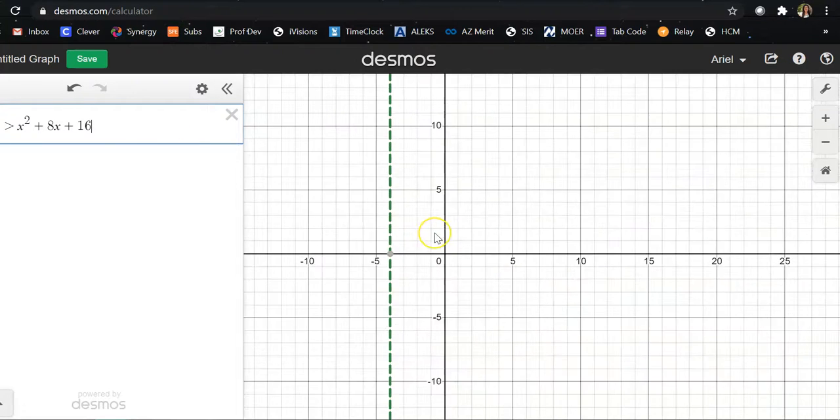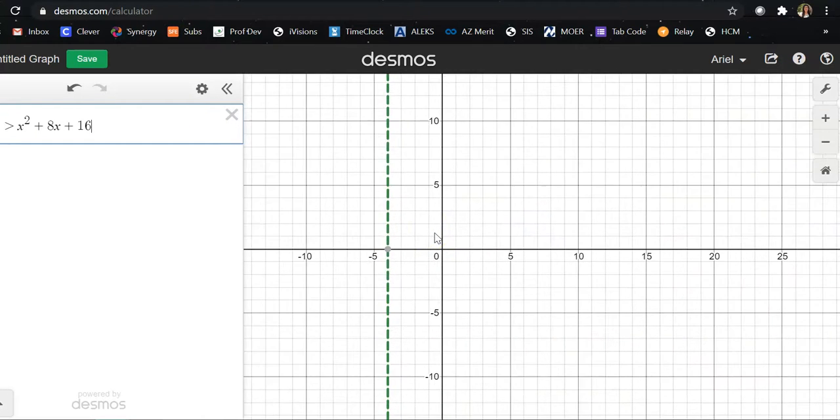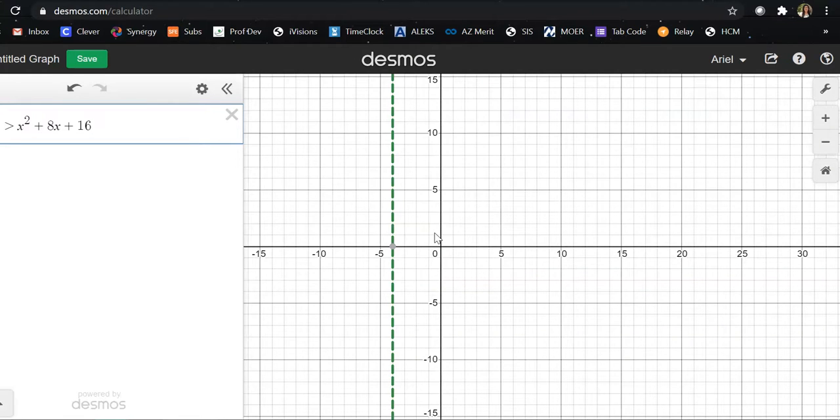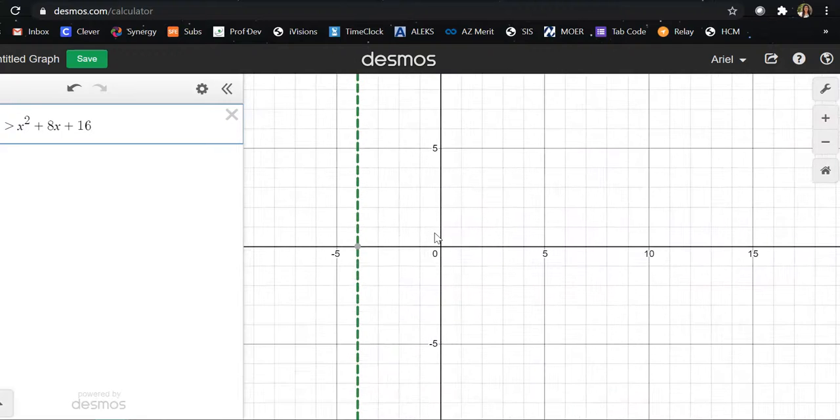This one is just a dashed line at negative 4, so there isn't one like this on your test, and I don't know how you would even write this answer. We'll skip this one. Don't worry about that one.